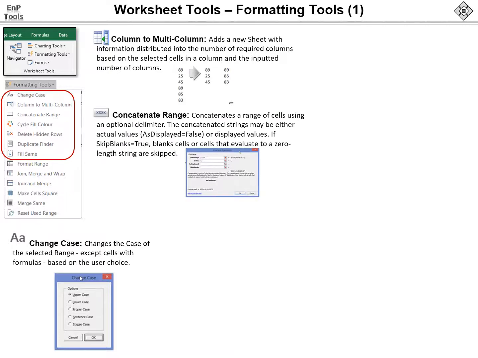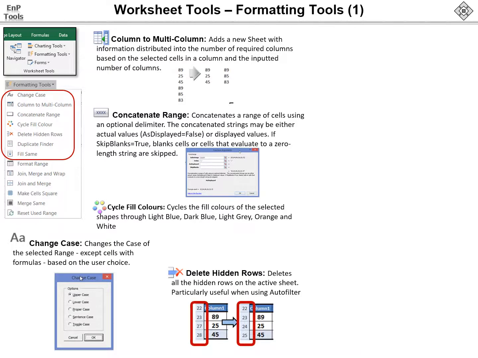Concatenate range. Concatenates a range of cells using an optional delimiter. The concatenated strings may be either actual, or displayed values. If skip blanks is set to true, blank cells, or cells that evaluate to a zero-length string, are not included. Cycle fill colors. Cycles the fill colors of the selected shapes through blue, dark blue, gray, orange, and white. Delete hidden rows. Deletes all the hidden rows on the active sheet. This is particularly useful when using autofilter.